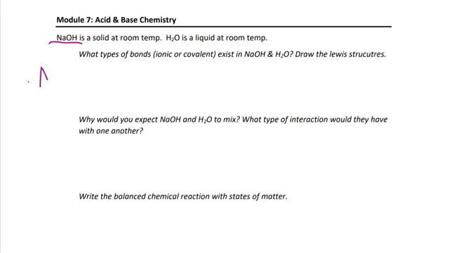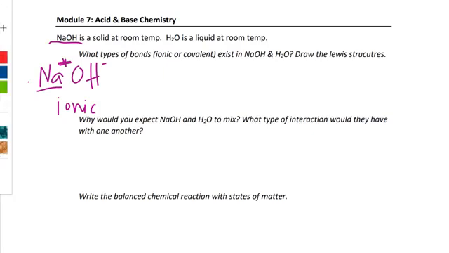So we know that sodium is a metal, and OH, hydroxide, is a polyatomic ion, but we know that because Na is a metal, this is an ionic bond. Also, because of its ionic bond, it is a polar bond.